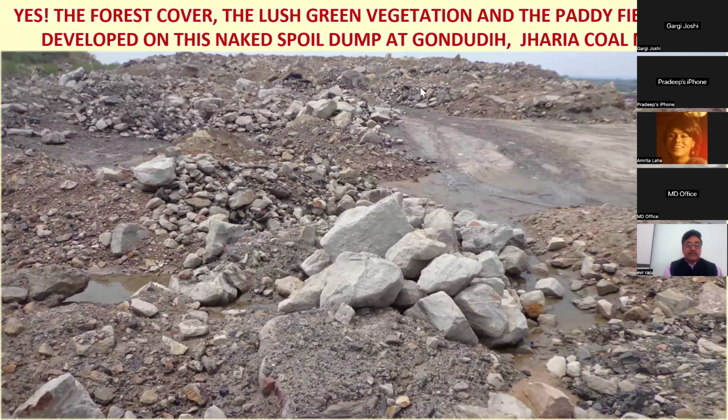Yeah, this was the site where the earlier 3 photographs I have shown, and this was done within just a matter of 4 to 5 years. So this is a spoil dump, and on this we conducted the ecological restoration, or the restoration practice. And, yeah, next.